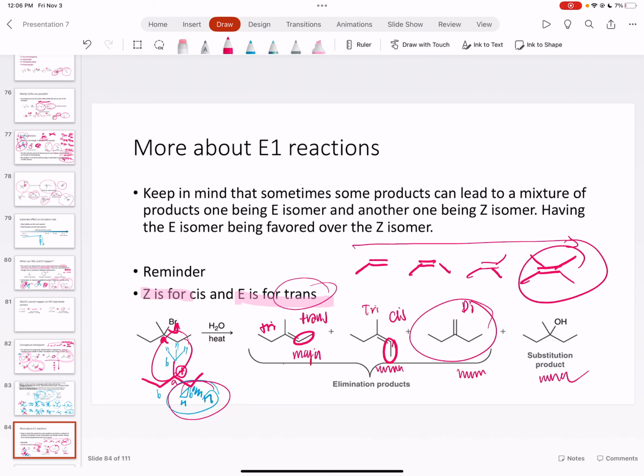So first we have our most stable trans, and then we have our least stable, because this one is tri. And then we go to di, because di is less stable than a tri. And then at last we have our mono substitution.